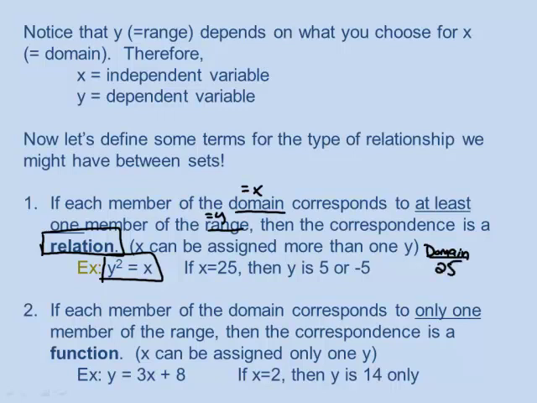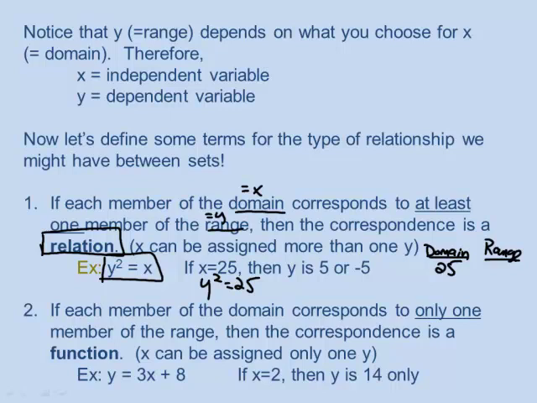If you let x be 25, there are really two y or two range values that you could use. If x was 25, then you'd have y squared is equal to 25. If you solve for y, y could either be a positive 5, because 5 times 5 is 25, or y could be a negative 5, because negative 5 times negative 5 also is a positive 25.